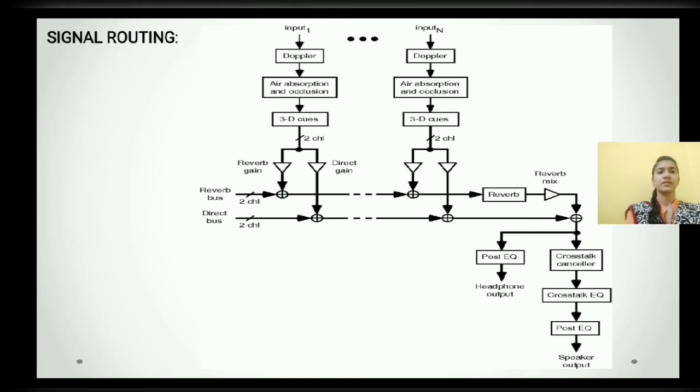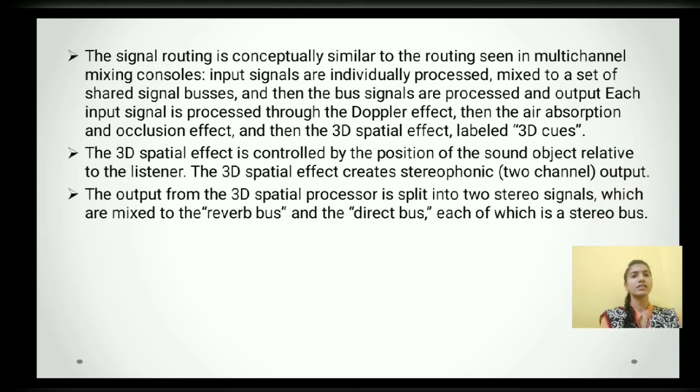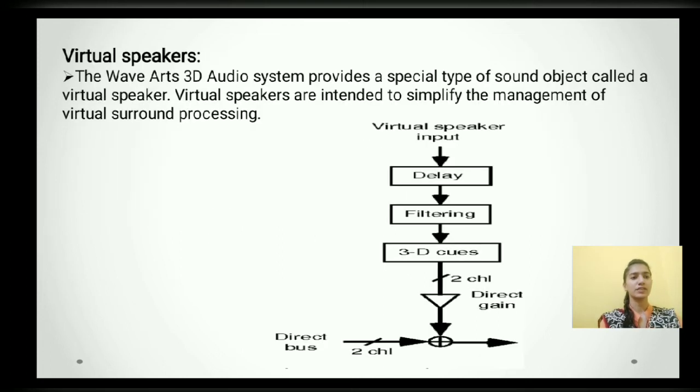signal output. The signal routing is conceptually similar to routing seen in a multi-channel mixer. The input signals are individually processed and mixed to a set of shared signal buses, and then the bus signals are processed and output. Each input signal is processed for the Doppler effect. The 3D spatial effect is controlled by the position of the sound effects relative to the listener. The output of the 3D spatial processor is split into two stereo signals, which are mixed into the reverberant and direct buses of the stereo bus.